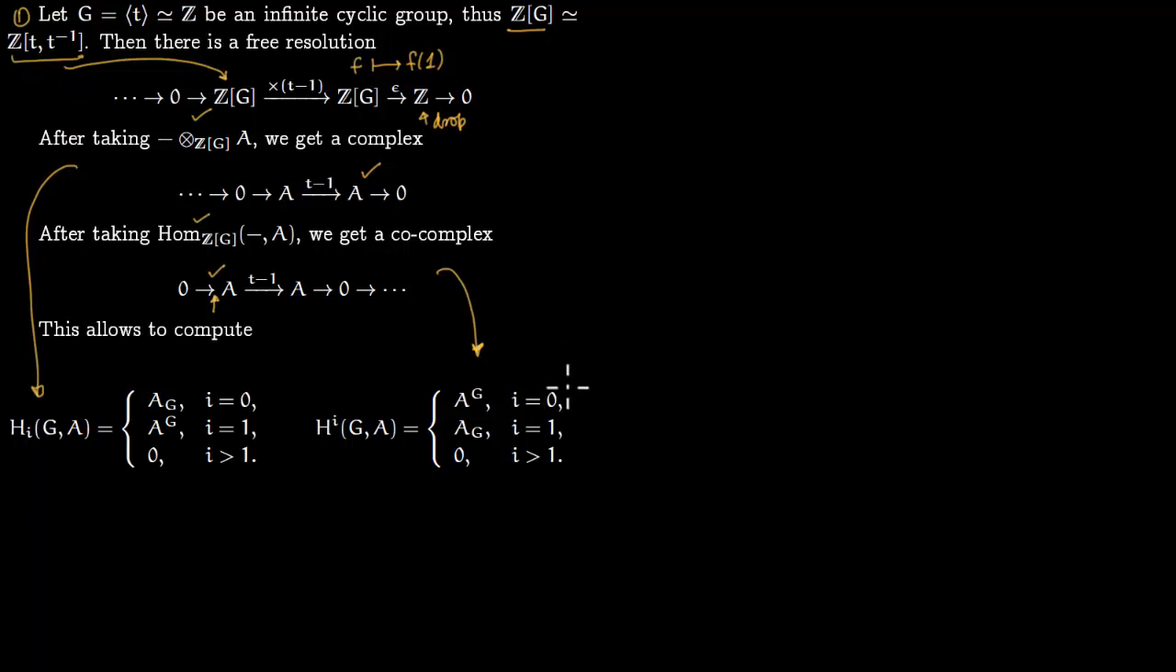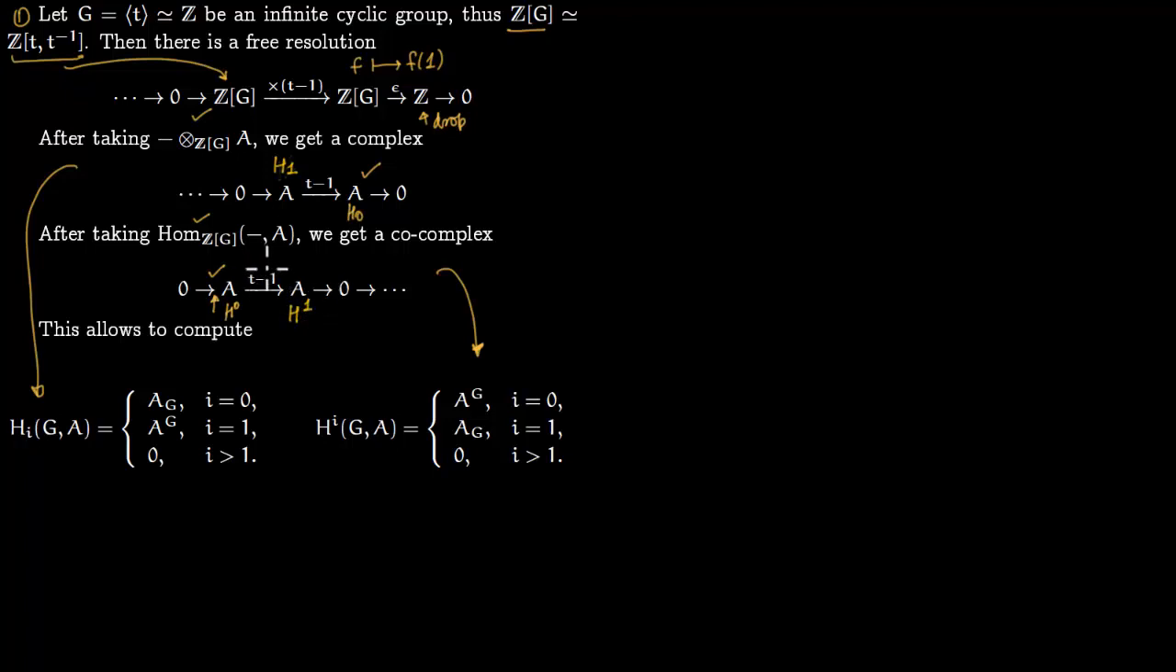So we have already seen for 0, this is a subscript G, this is a superscript G, and since there is 0 sitting everywhere else, so for greater than 1 you have 0, greater than 1 you have 0. So now you can focus here. So we have already computed 0, so H0 sits here, here you have H1, and here you have the homology, and here you have the cohomology.